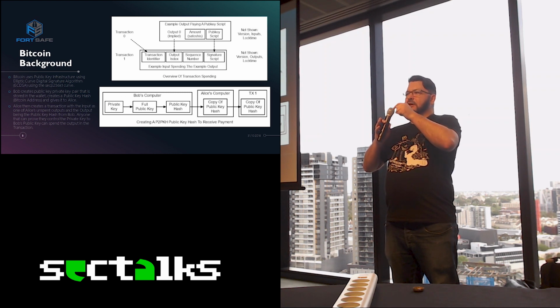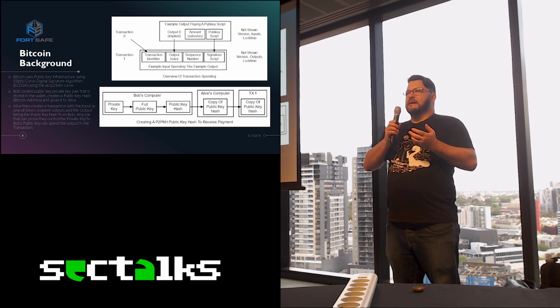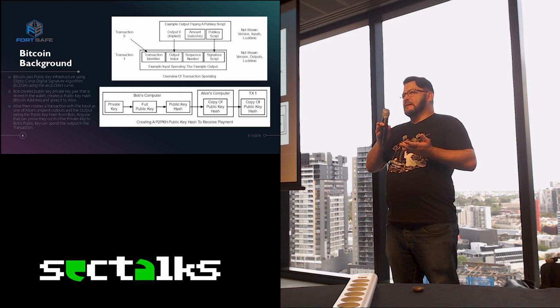They append the transaction with a script that only the person with the wallet with the private key can use for that output of that transaction. That can be seen in the second picture, where Bob's computer has a private key and a full public key. A public key hash is sent to Alice's computer, which has a copy of the public key hash and can now verify that the public key hash is the address of where you're going to send the money.